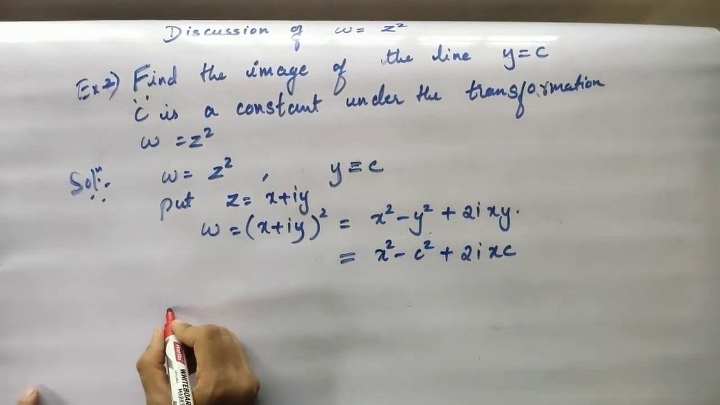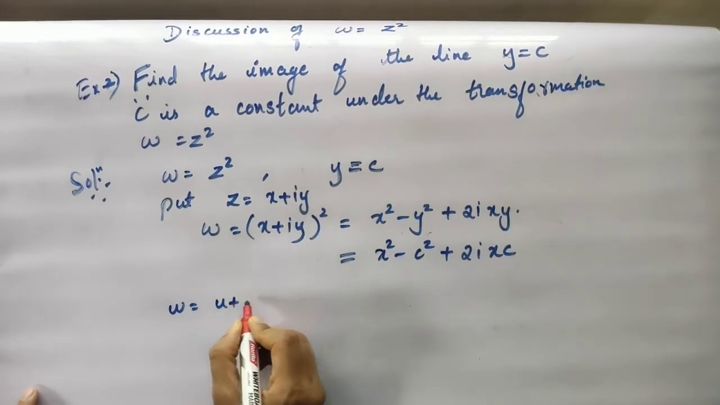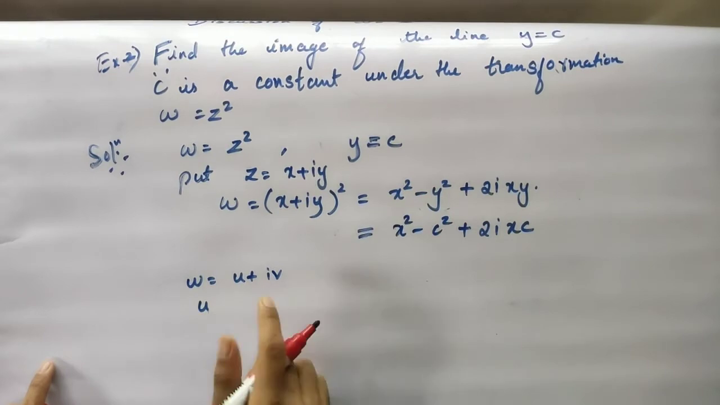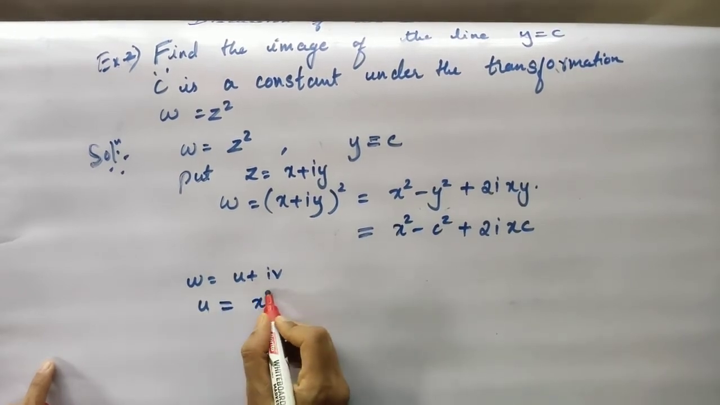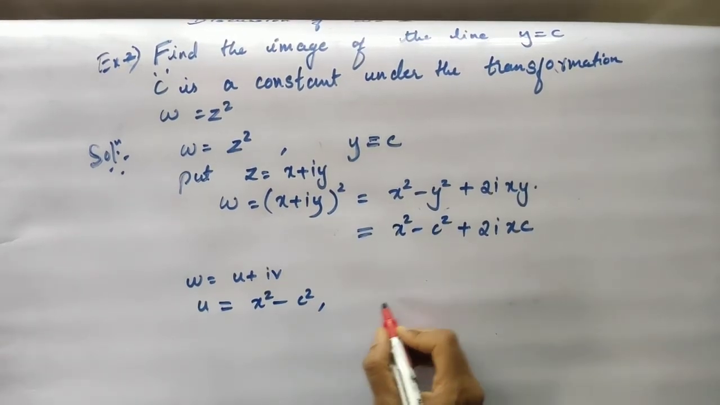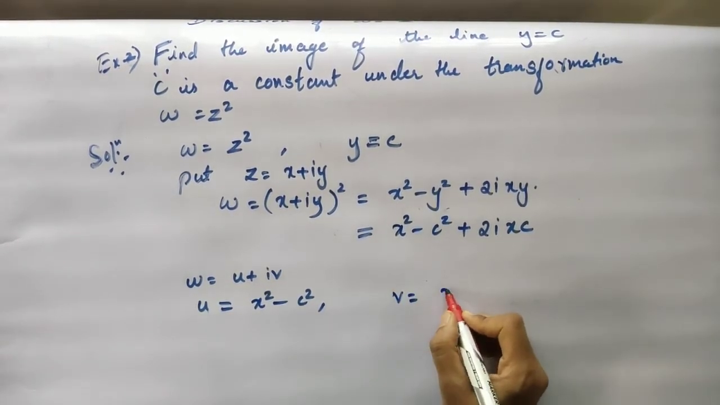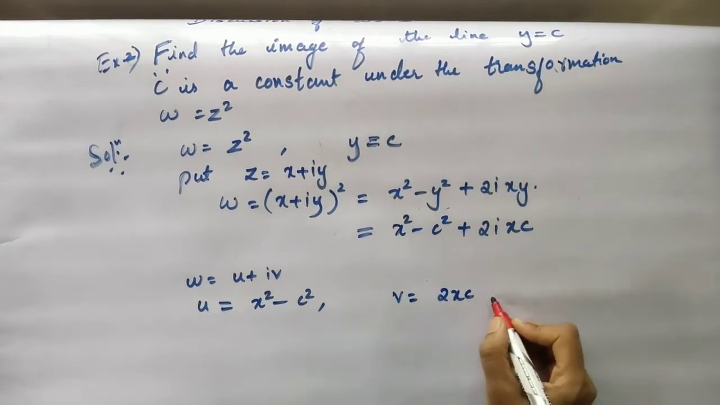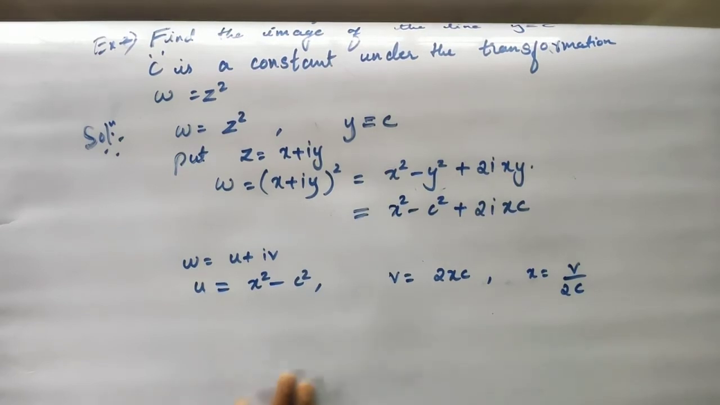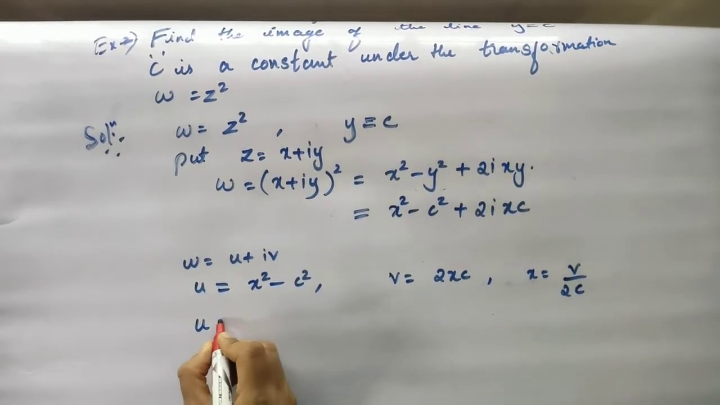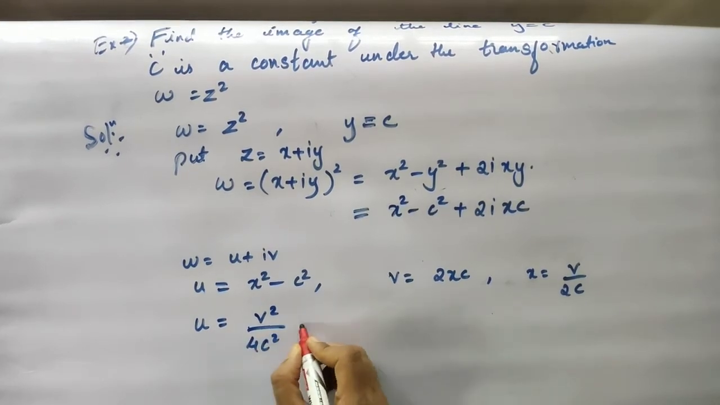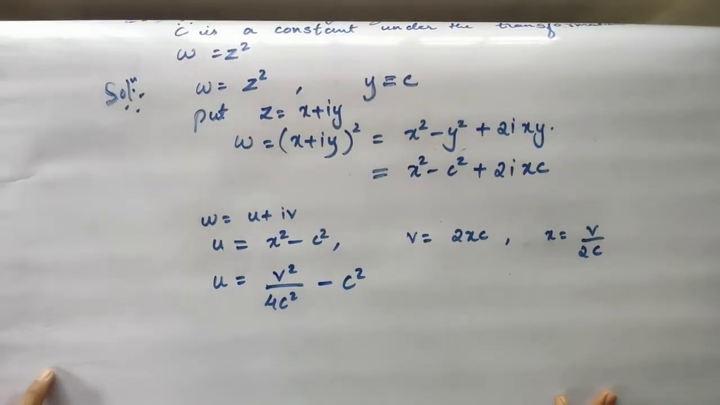So once again write your u. Since your w is u plus iv, so separate your real part from here. The real part is x square minus c square, and what is the imaginary part? v is equal to 2xc. So from here I can put x is equal to v divided by 2c, like how we did in the previous case. Substitute it here. It will be u is equal to v square divided by 4c square minus c square, you all will get.